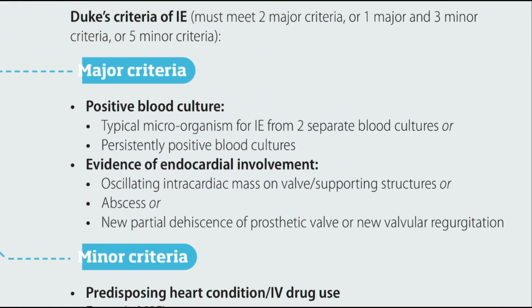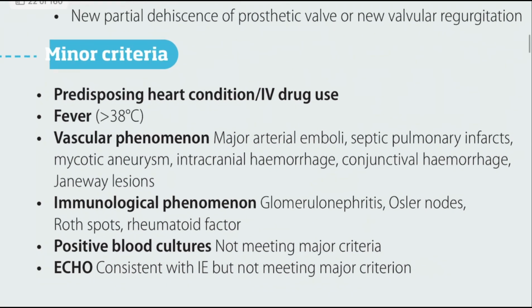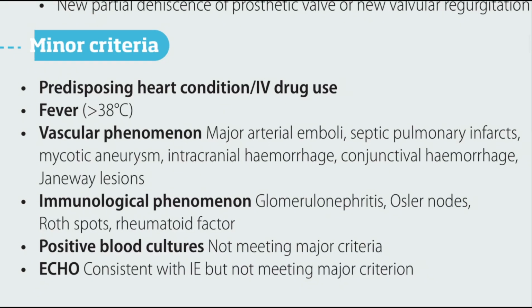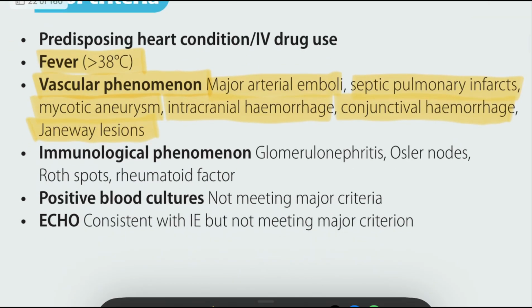In the minor criteria, we see predisposing heart conditions like intravenous drug use, fever greater than 38 degrees, and vascular phenomena like major arterial emboli, septic pulmonary infarcts, mycotic aneurysm, intracranial hemorrhage, conjunctival hemorrhage and Janeway lesions. Everything like this comes under minor criteria.